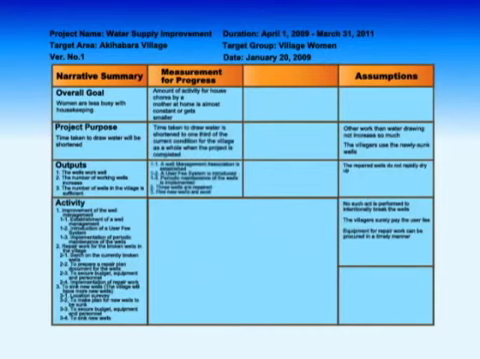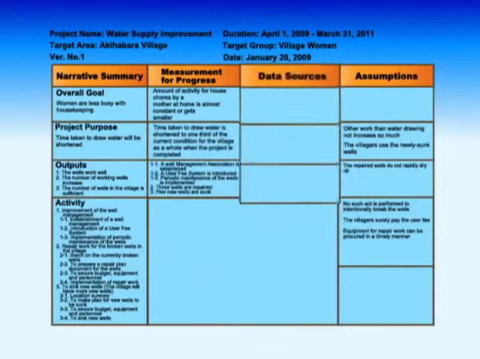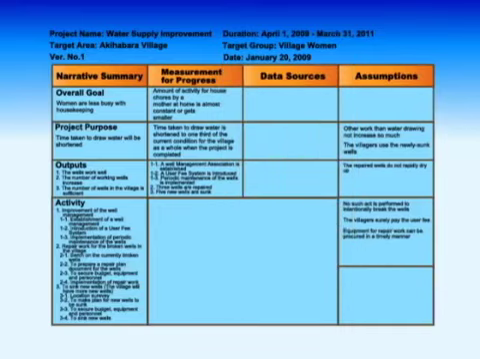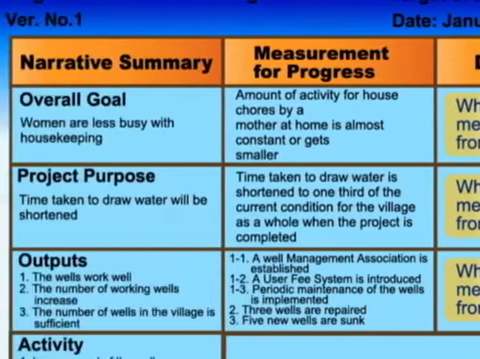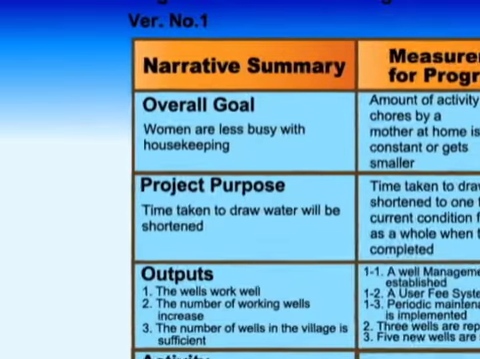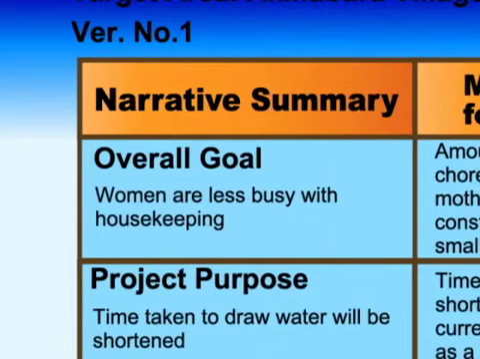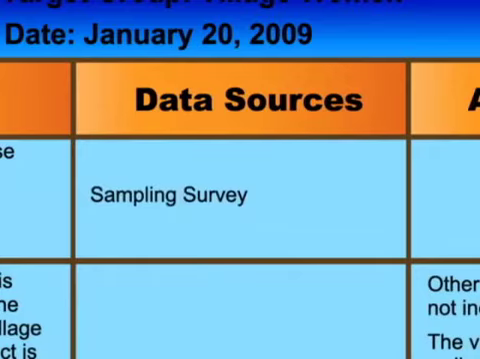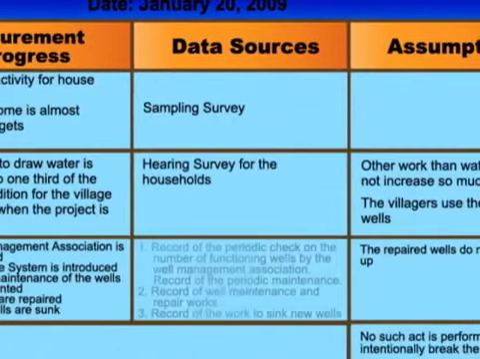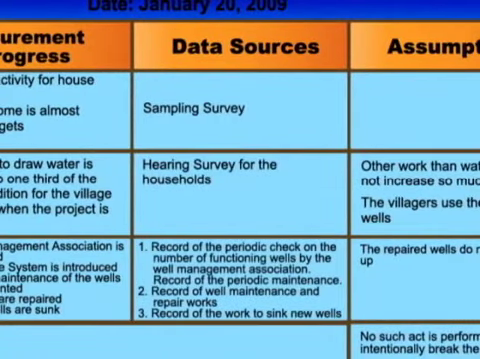When the measurement for progress is completed, let us move on to the data sources. This is where the data for measurement comes from. In case of the water supply improvement project in Akihabara village, the measurement for progress for the overall goal is women are less busy with housekeeping. So, the data sources can be sampling survey for the villagers and so on. In this way, data sources for each measurement for progress should be described.